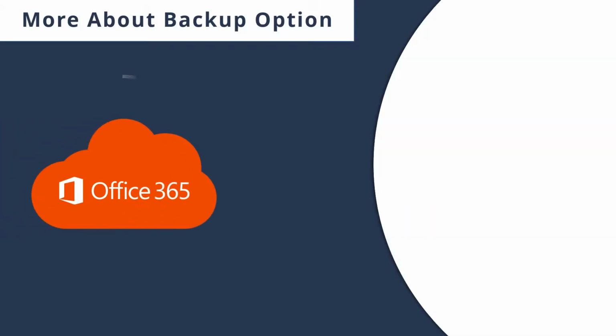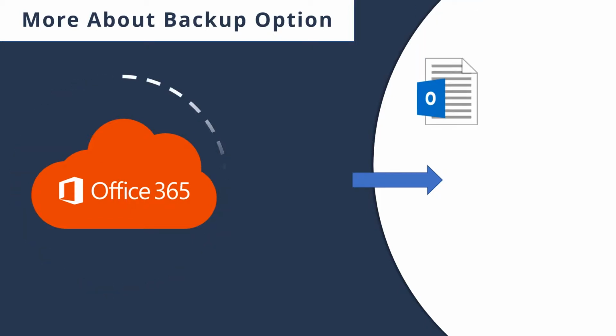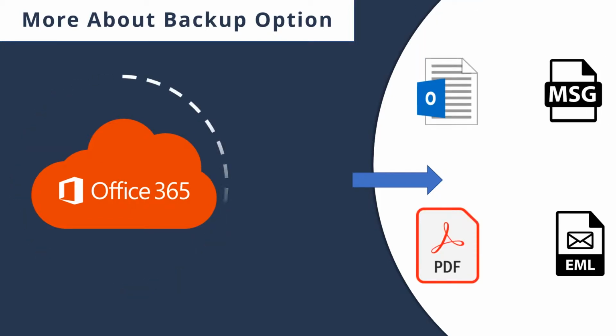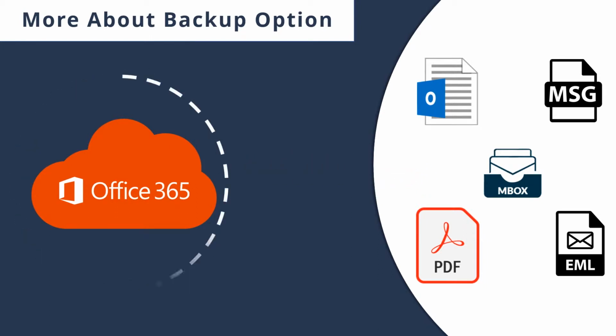The Office 365 Backup option supports taking backup of the mailboxes from Office 365 and saves them to popular formats like PST, PDF, EML, MSG, MBOX, and many more, including all mailbox items such as emails, contacts, and calendars.